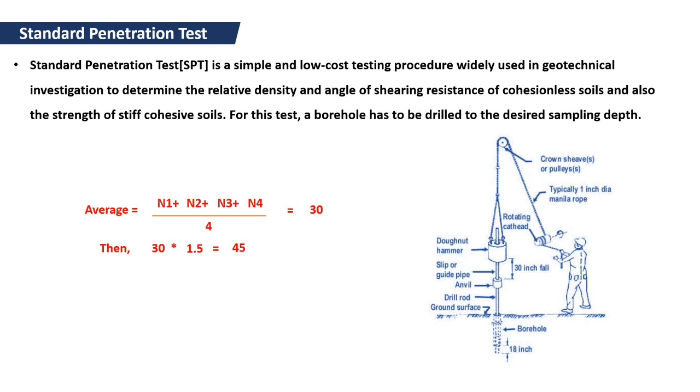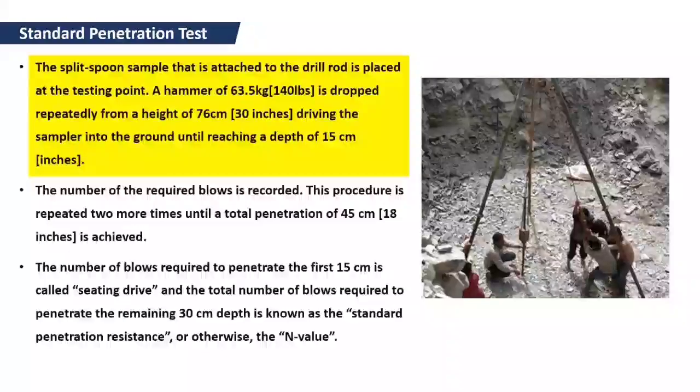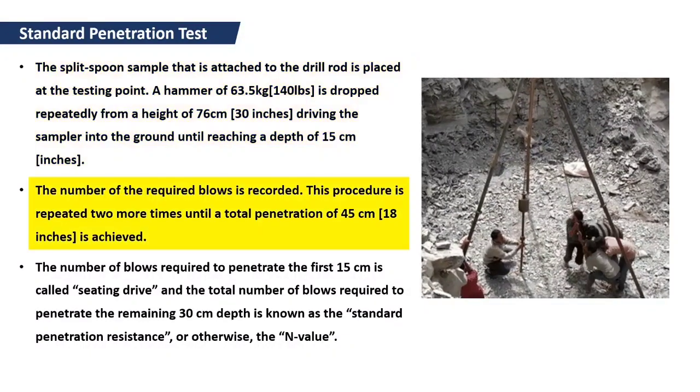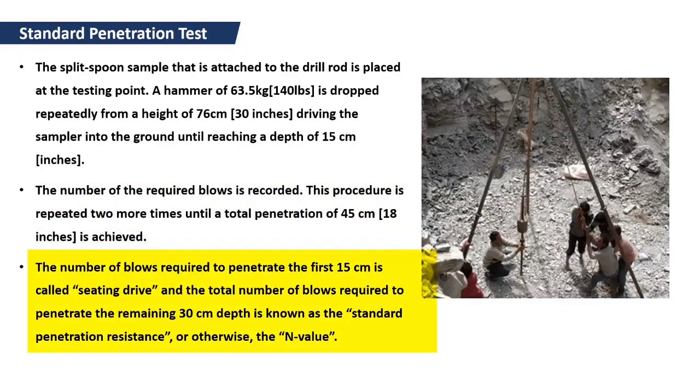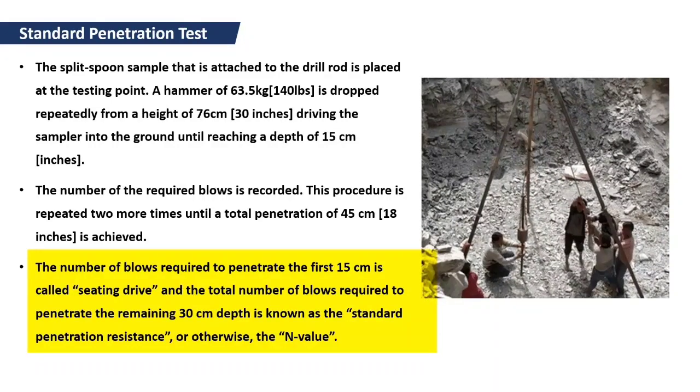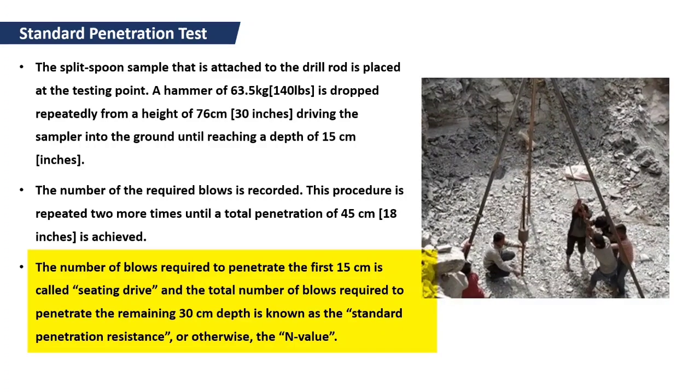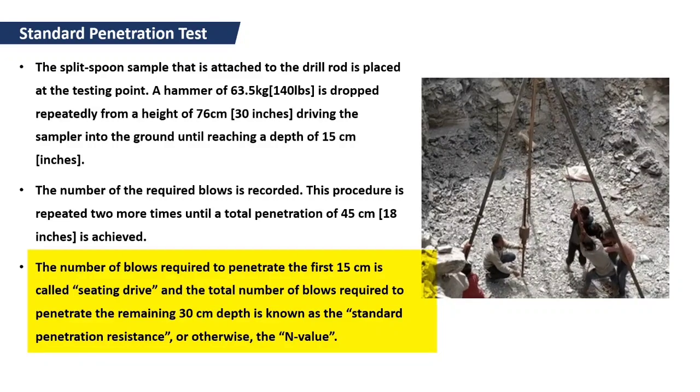So thus we get the safe bearing capacity. From it we can read it. There is a hammer of 63.5 kg, and the falling height is 45 centimeter. The number of blows required to penetrate 15 centimeter is called the seating drive. This is the important term, seating drive. Okay, the number of blows required to penetrate the next 15 centimeter. Got it? Please remember that the procedure is repeated 2 more times until a total penetration of 45 centimeter is achieved. It means if we are not able to get the 45 centimeter, repeat it.